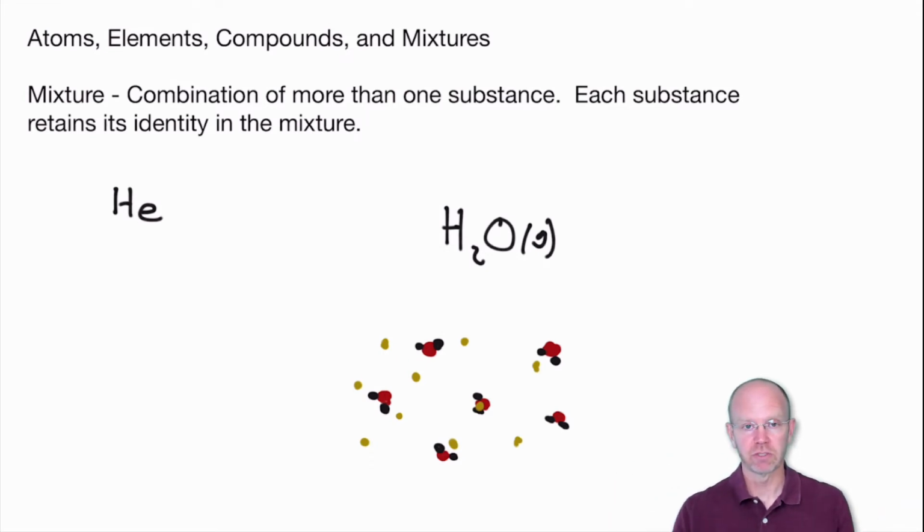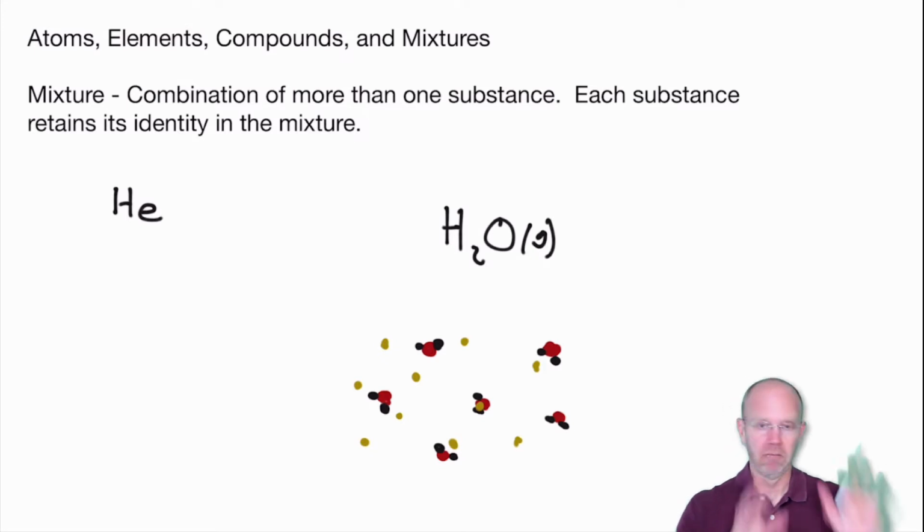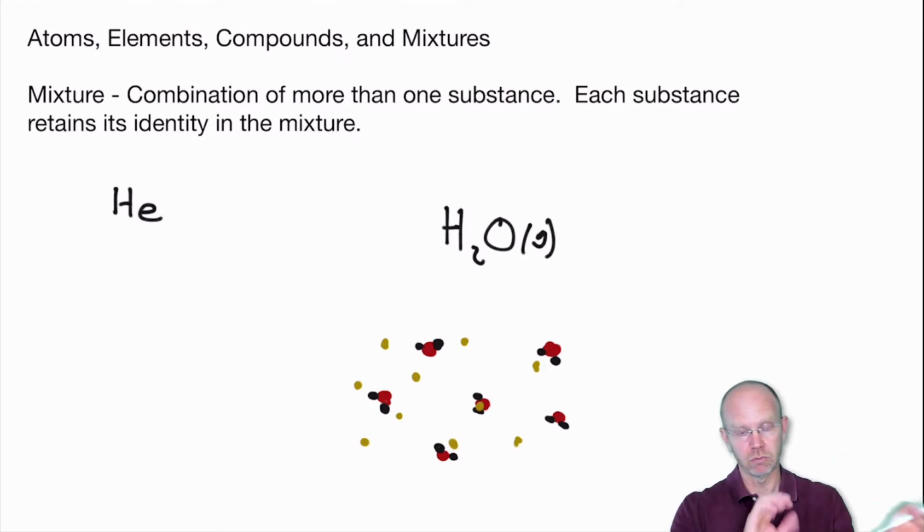Whenever you have 2 or more substances, that could be an element with an element, it could be many different elements mixed together. All the elements retain their individual characteristics in that mixture, but they're all together. Here we have a compound in an element, helium and water. Those are also mixtures. You certainly can have mixtures of compounds where there are many different compound types all mixed together.